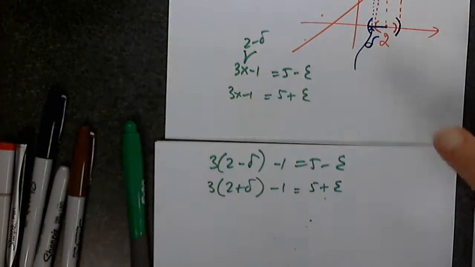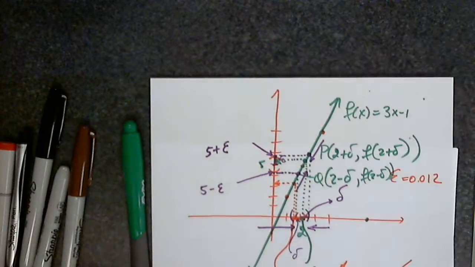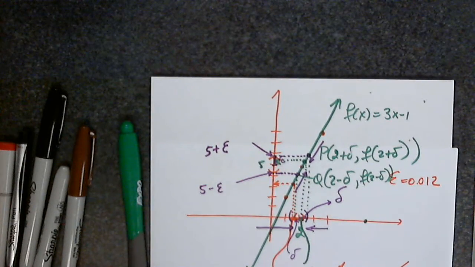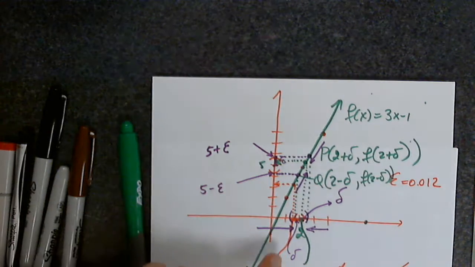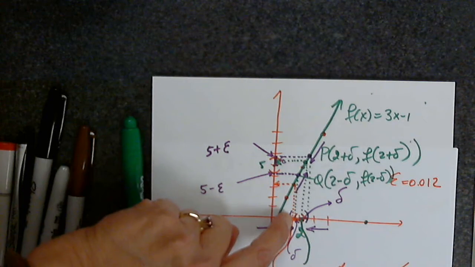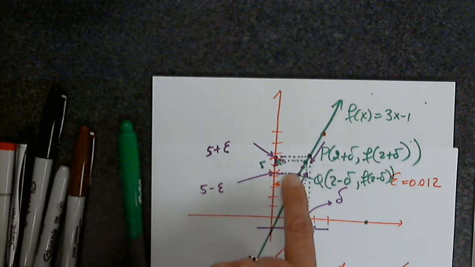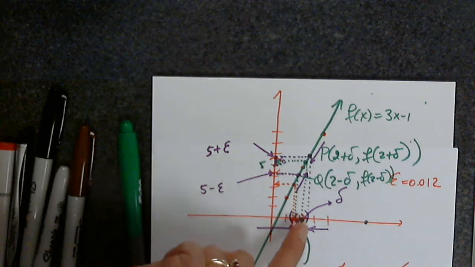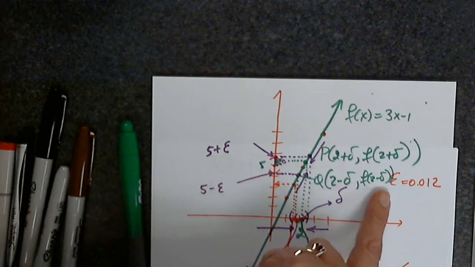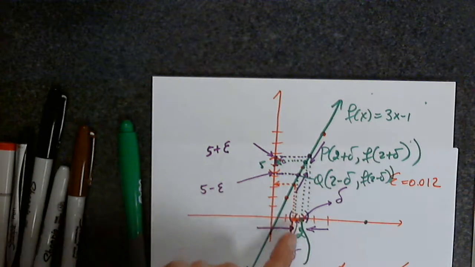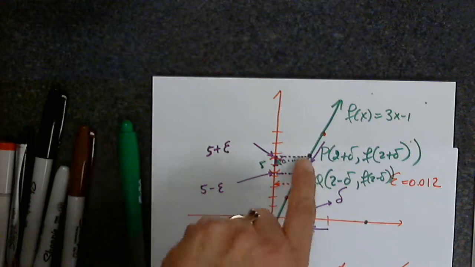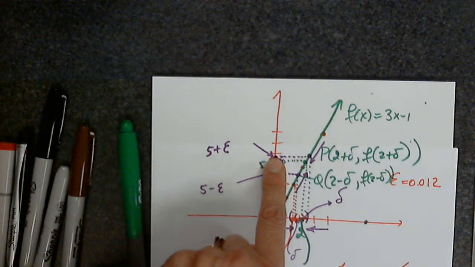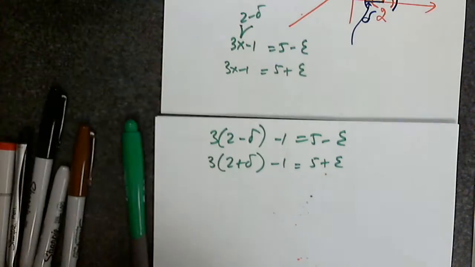Question. Let's come back for a second. Do we understand how we got these numbers and the equations? Yes? So if this is 2 minus delta, this has to equal 5 minus epsilon. And this is f of 2 minus delta has to equal 5 minus epsilon. And f of 2 plus delta must equal 5 plus epsilon. Agreed? Okay. Perfect.